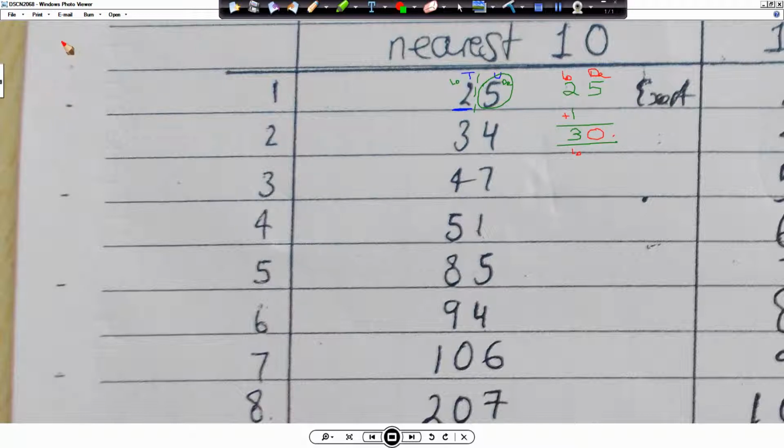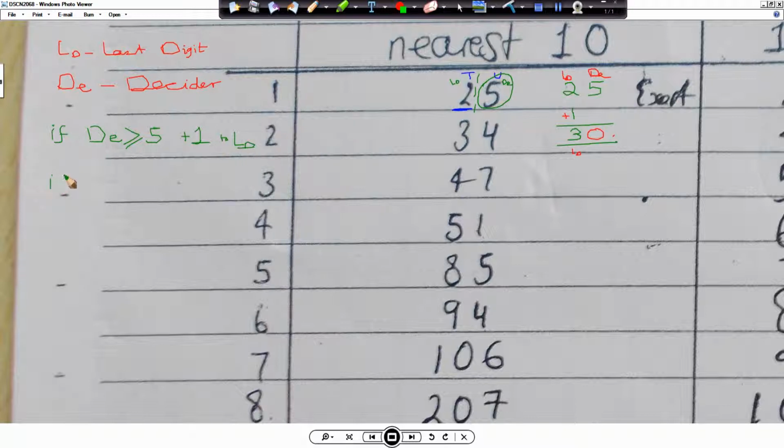So what is the rule? Write this down, folks, on the sheet or in your books. LD stands for the last digit. And D stands for the decider. Now we have a rule of the decider. If the decider is greater than or equal to 5, what do you do? You add 1 to the last digit, LD.